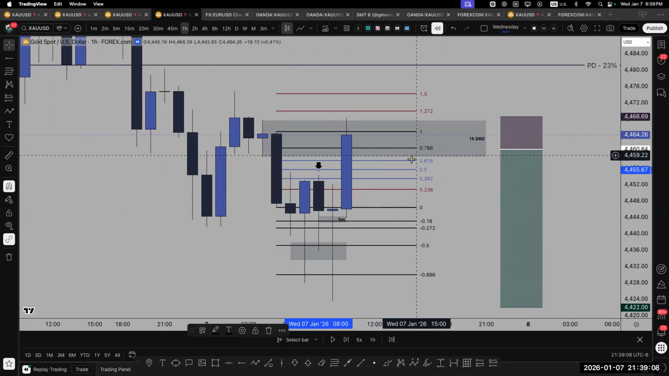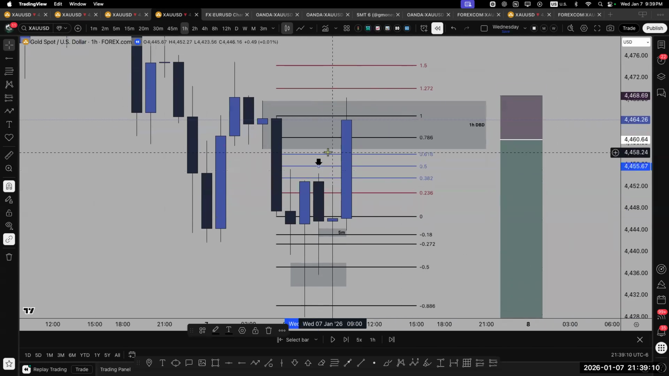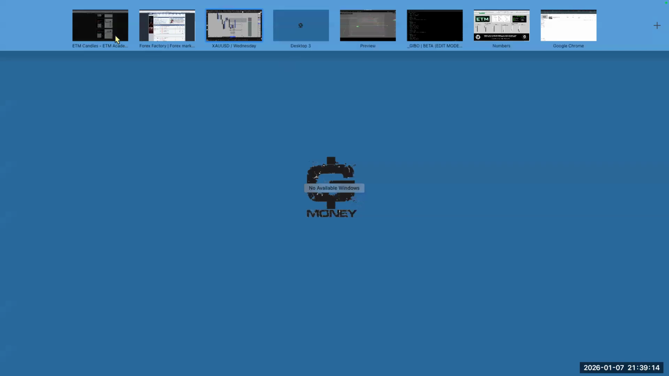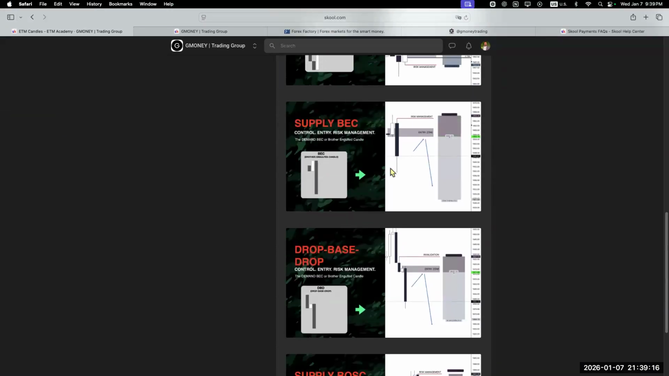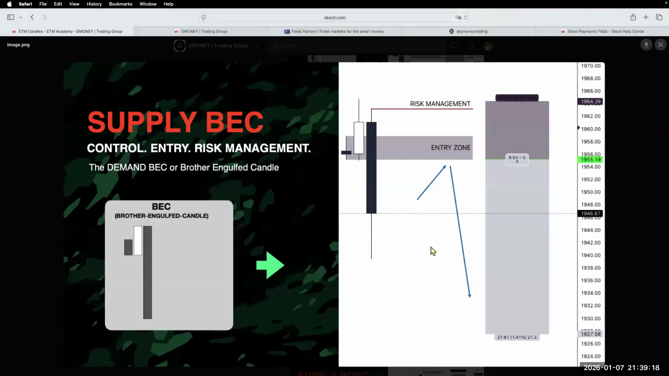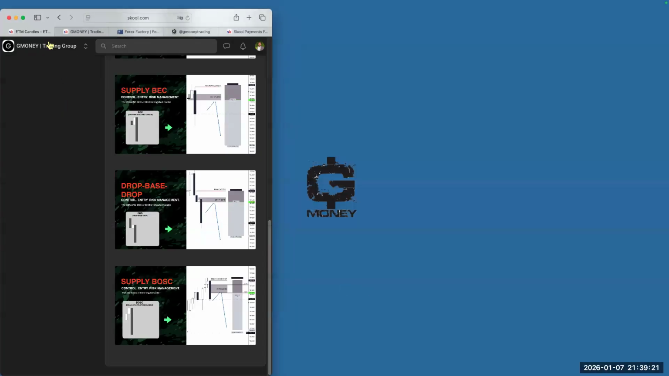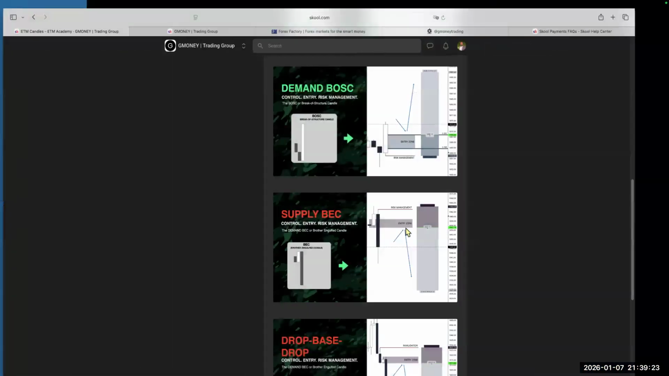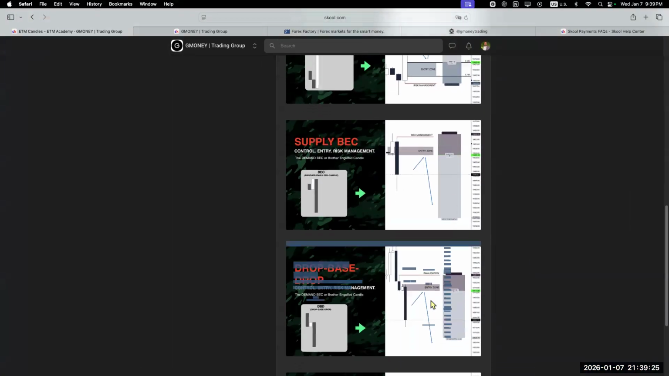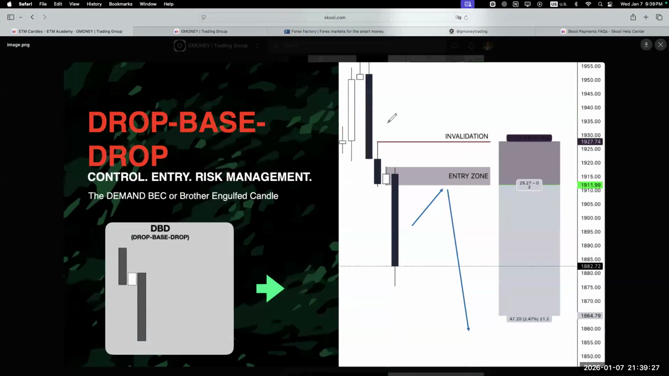the drop base drop. But most specifically, what I've noticed over time with these drop base drop patterns, as I go back to this one, is that there is a lot of volume at the open of the pattern.